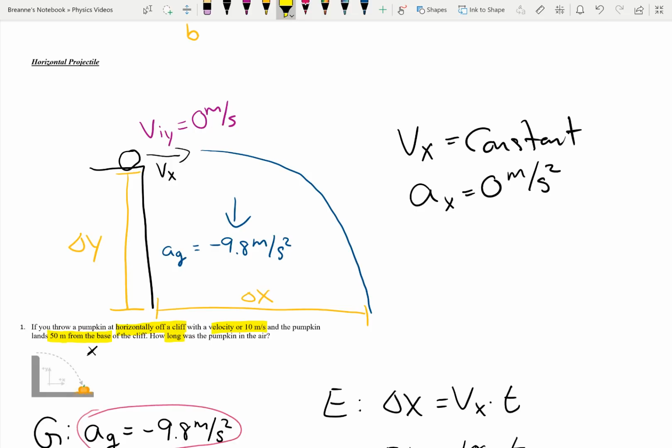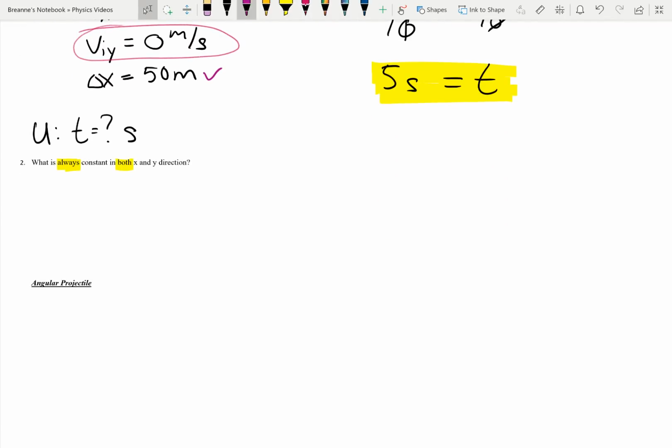Our delta y changes, our delta x changes, so that's not constant. But our acceleration due to gravity, which is in the y direction, is constant. Our acceleration in the x direction is 0, but that's still constant. So the answer to this would be acceleration. Acceleration is the only thing that's constant both in the x and in the y.